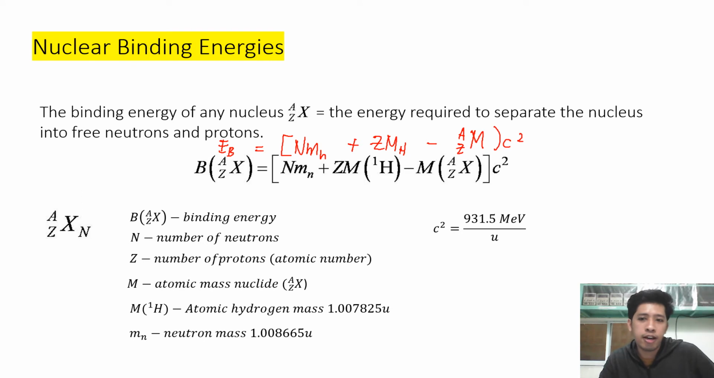So your binding energy EB is equal to your N, your number of neutrons, times the mass of the neutron, plus your number of protons, or your atomic number, times the mass of your hydrogen, minus the atomic mass of the nuclide, your AZM. So it's much easier for me to remember if I use this one than use this one. But they're just similar terms. You just have to remember these constants here in solving for your nuclear binding energies.